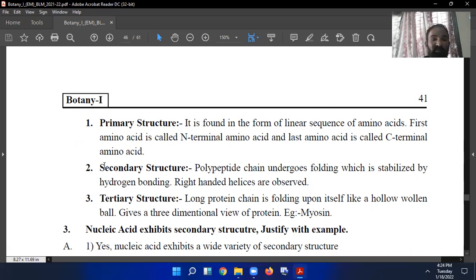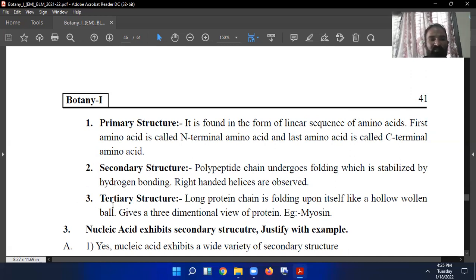Coming to the secondary structure of the protein, the polypeptide chain, which has N-terminal and C-terminal amino acids, mainly undergoes folding. The folding of the polypeptide chain leads to the formation of the secondary structure of the proteins, which is mainly stabilized by hydrogen bonds. Mainly right-handed helices are observed in the secondary structure of the protein, which is called a helical structure.